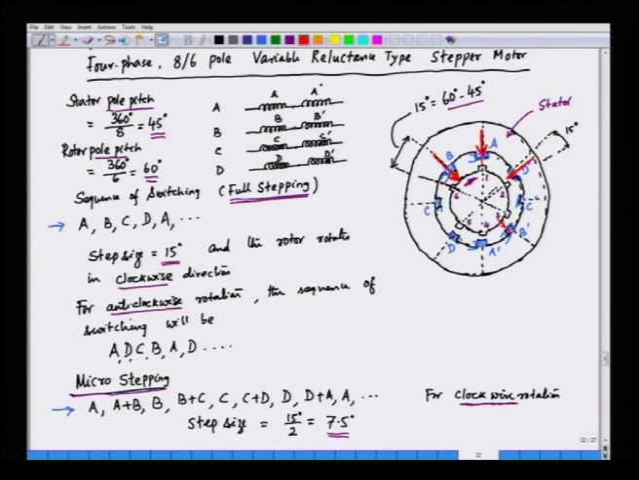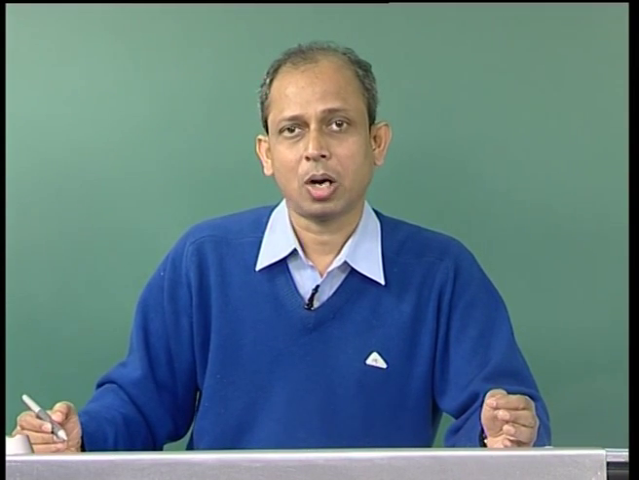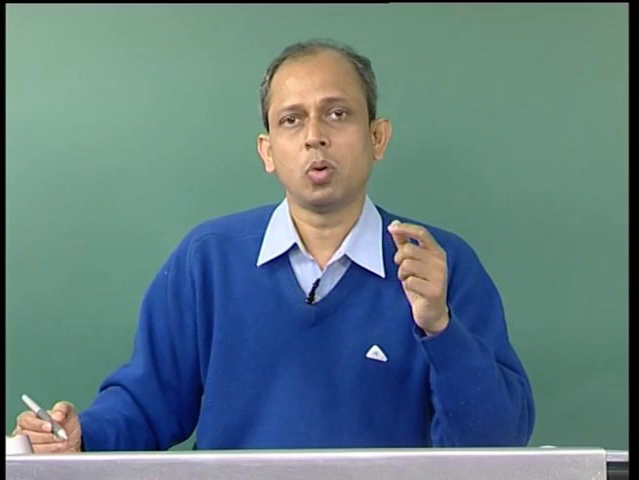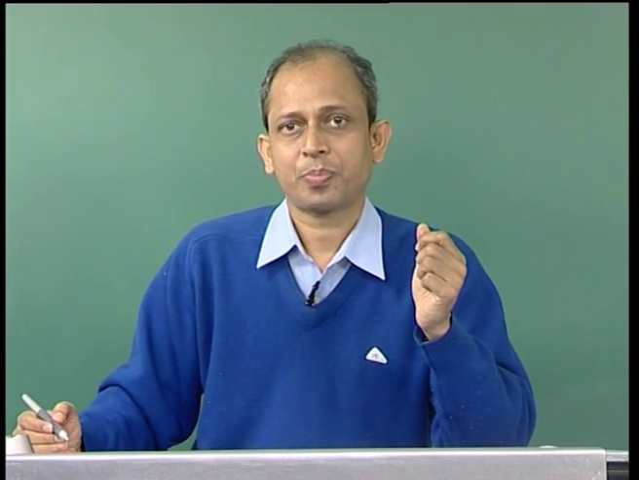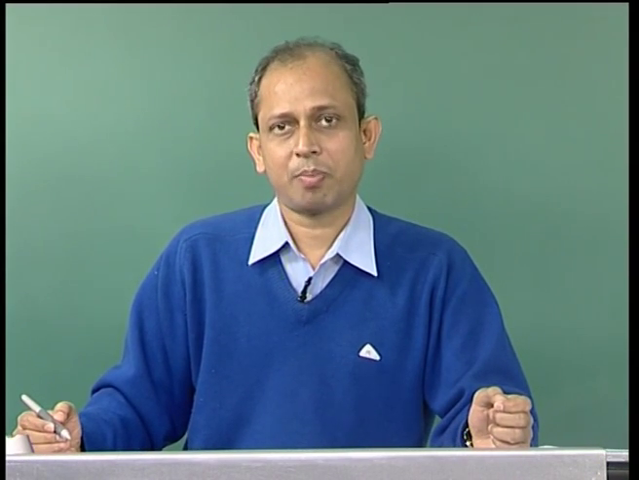So when phase D and A are excited at the same time, pole 2 will try to move closer to D prime and pole 1 will be going to the left of A, and this movement will be by 7.5 degrees because we have now two different MMFs. One is along phase A, other is along phase D. So no single rotor pole will be lying under a stator pole. They will occupy an intermediate position and the movement will thus be by 7.5 degrees.